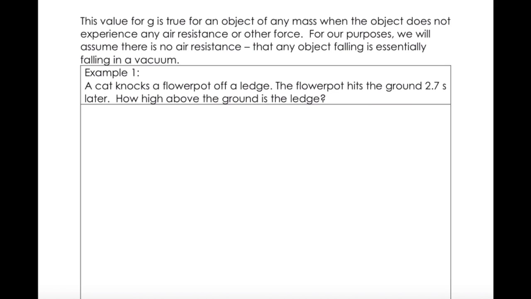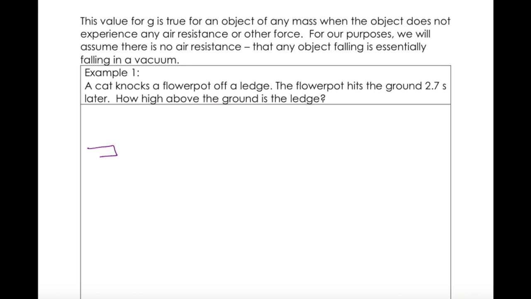For example 1, a cat knocks a flower pot off a ledge. The flower pot hits the ground 2.7 seconds later. How high above the ground is the ledge? We're going to use the same methods that we did to solve the previous examples with the kinematic equations.